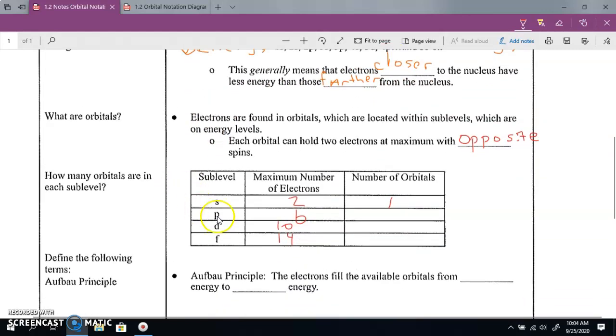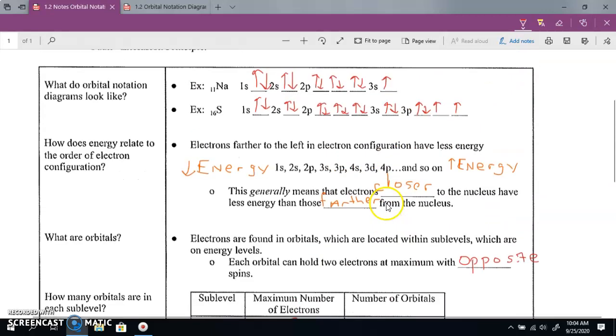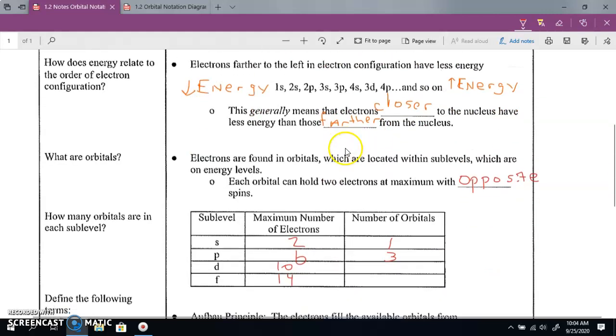We might also ask the question, if we're talking about P sublevels, and P sublevels can hold 6 electrons, and each orbital can hold 2 electrons at most, then how many orbitals are in the P sublevel? And the answer, of course, is 3. We can see that in these orbital notation diagrams. See how every time that we write P, we write 1, 2, 3 orbitals after it.